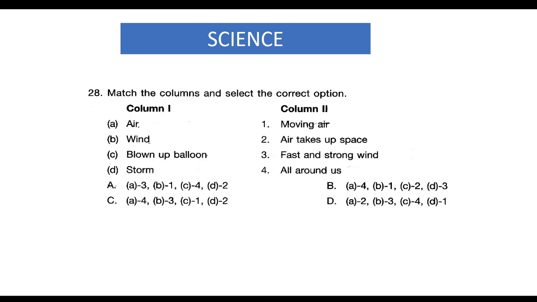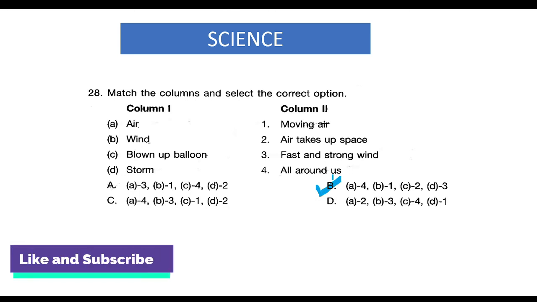Question 28. Match the columns and select the correct option. So we have 2 columns given, column 1 and column 2. Column 1 has air, wind, blown up balloon and storm, while column 2 has moving air, air takes up space, fast and strong wind, all around us. So select the right match and then select the right answer from the 4 options. So the right answer for question 28 is option B, which says air is all around us.